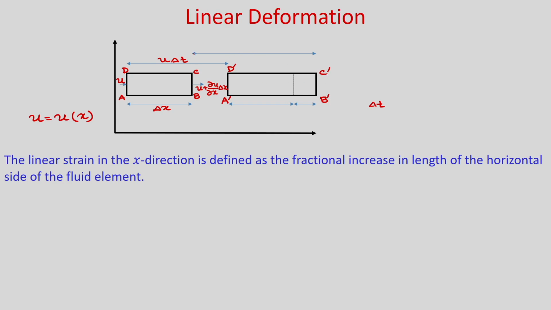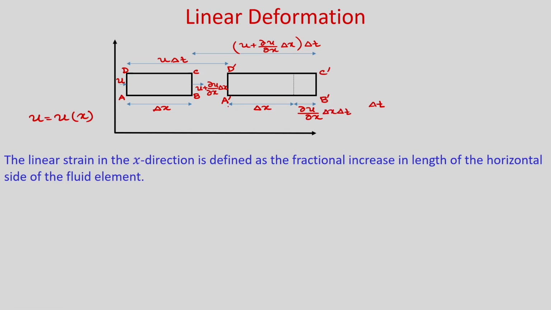So, this distance from c to c prime will be u plus del u by del x delta x into delta t. And this was the original length, the dotted line shown, so it is delta x. So, you can see the difference will be just del u by del x into delta x into delta t.